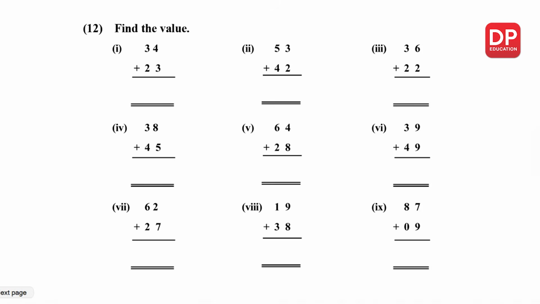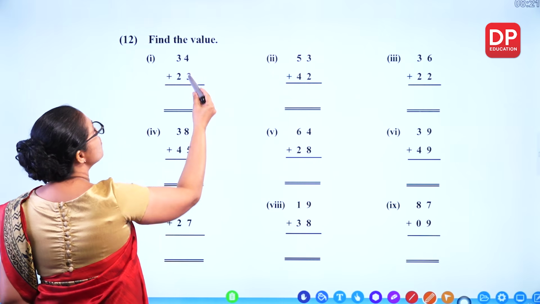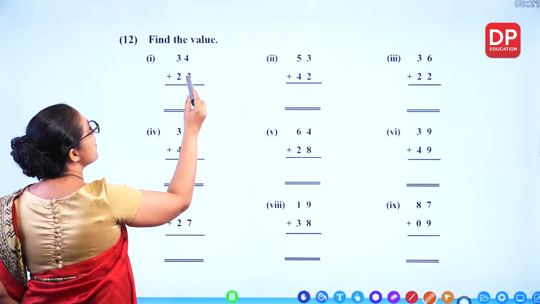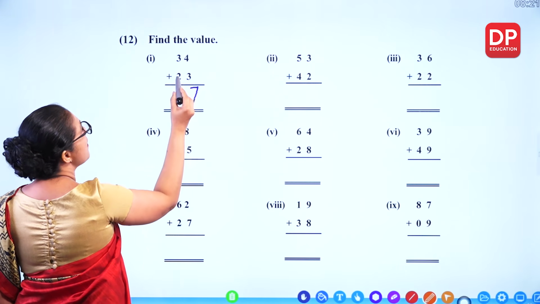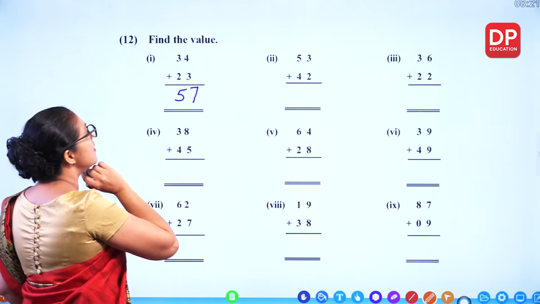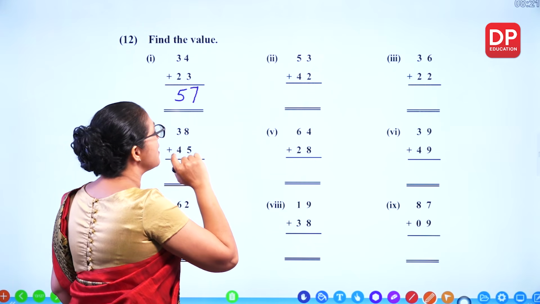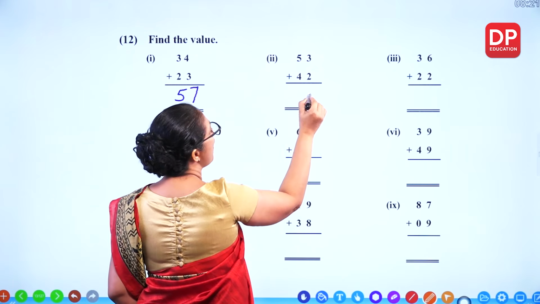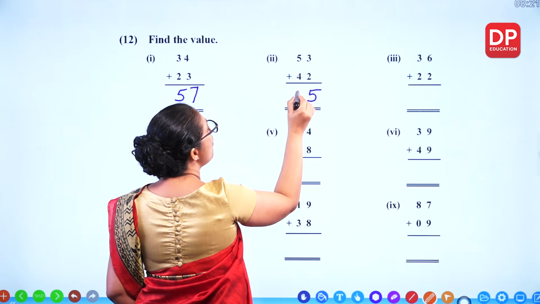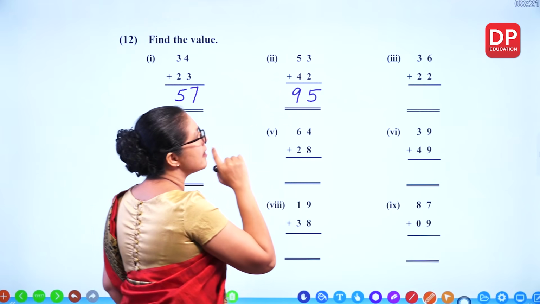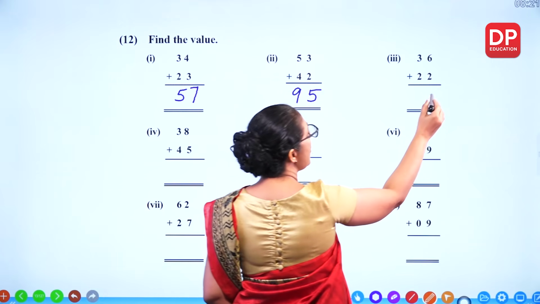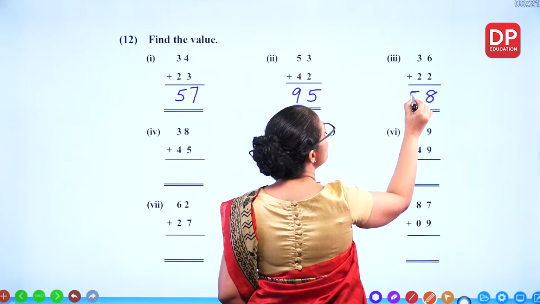Now we'll do the same way without creating a table. This is ones and this is tens place. 4 plus 3, 7. 3 plus 2, 5. So that's easy. You can straight away add. 3 plus 2, 5. 5 plus 4, 9. Here 6 plus 2, 8. 3 plus 2, 5.